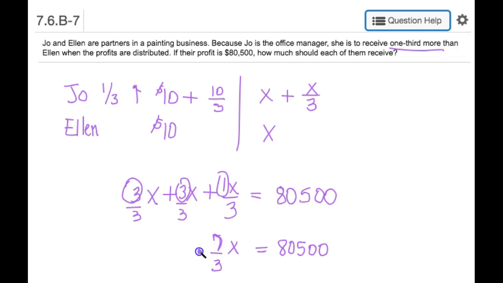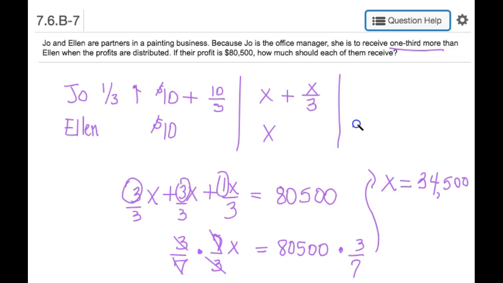To get rid of the 7/3, I can multiply by the reciprocal on both sides of my equation. The 3's will cancel and the 7's will cancel. So come back up here. My x is going to be 34,500. So that's how much Ellen would get, $34,500.